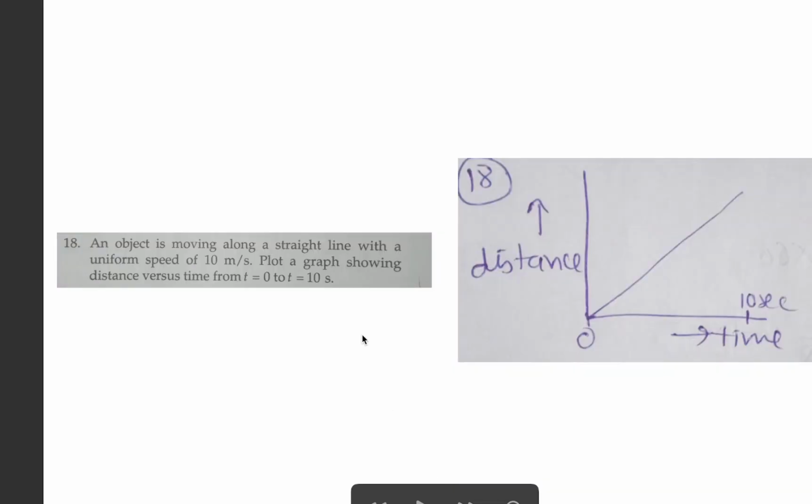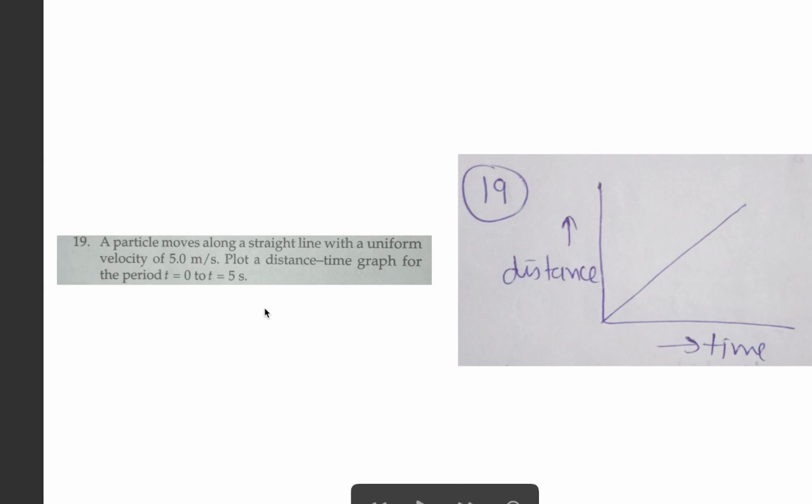Now in the 18th question, an object is moving along a straight line with a uniform speed of 10 meter per second. Plot a graph showing the distance versus time graph for 0 to 10 minute. It is a distance versus time graph, and the velocity is uniform. So the graph is like that, a uniform speed graph.